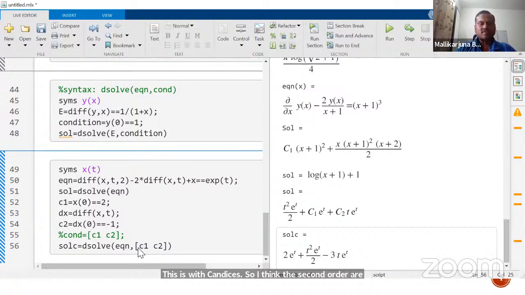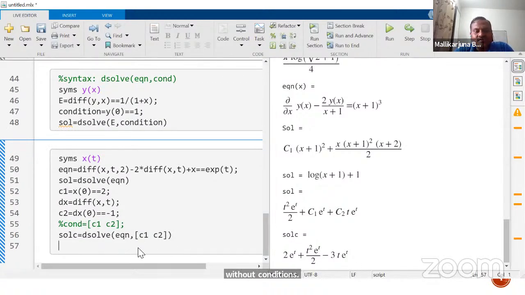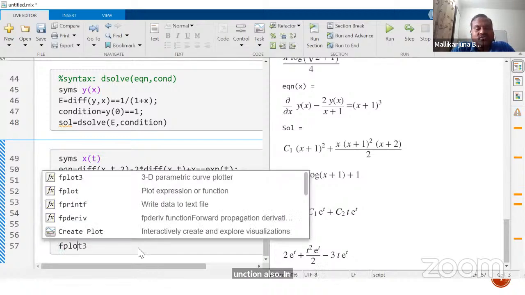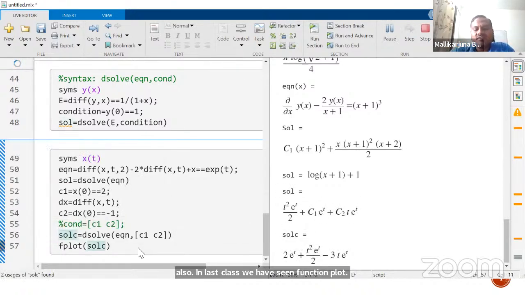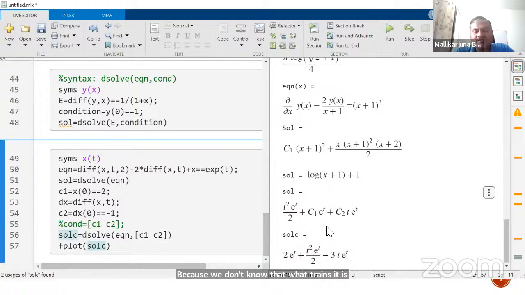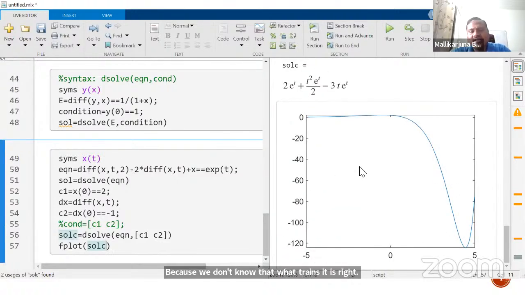So I think the second order or maybe a higher order is not a problem. I did first order with conditions and without conditions, and second order with conditions and without conditions. You can see here, you can draw the solution plot of this function also. In the last class, we have seen the function plot for solution C. Because we don't know what range it is, right? That is why I'm just drawing like this.